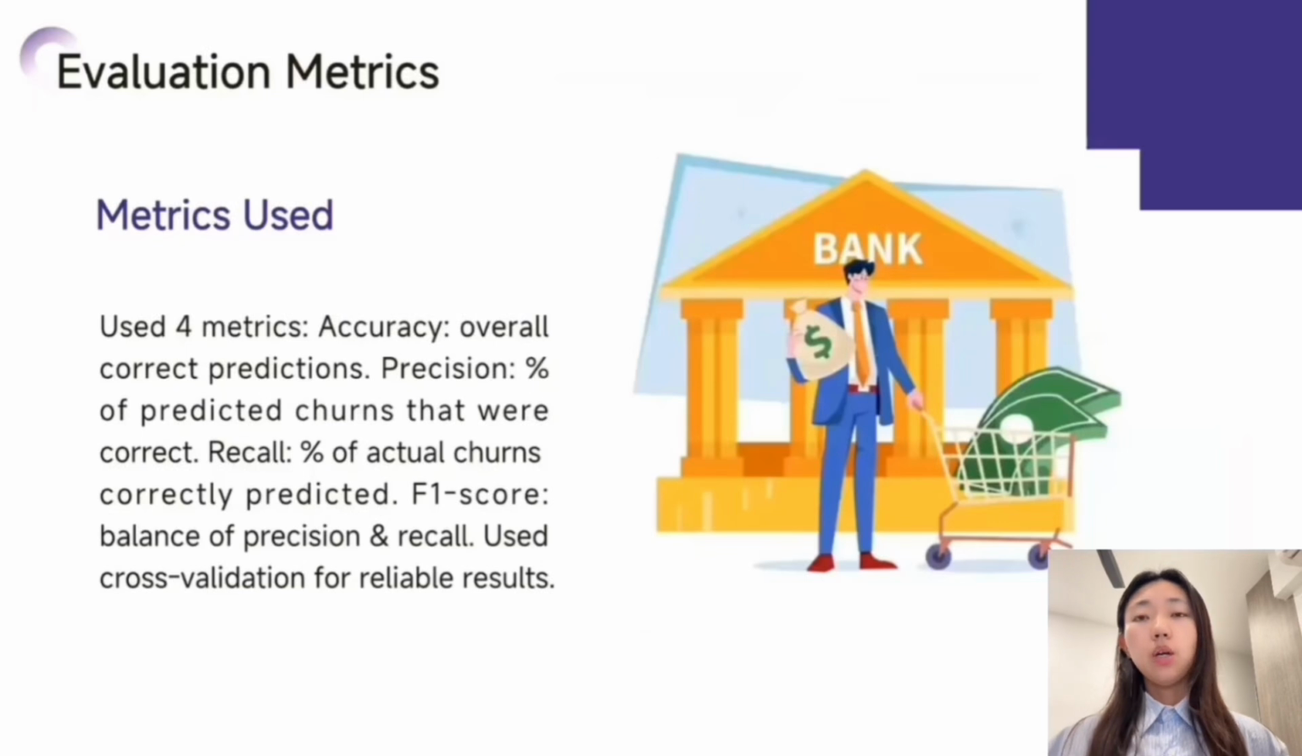Evaluation metrics. To evaluate the models, I used 4 metrics. First, accuracy, which tells us the percentage of correct predictions out of all predictions. It gives a general idea of how well the model works. Second, precision, which shows how many of the cases that the model predicted as true were actually true. A high precision means that the model makes fewer false alarms.